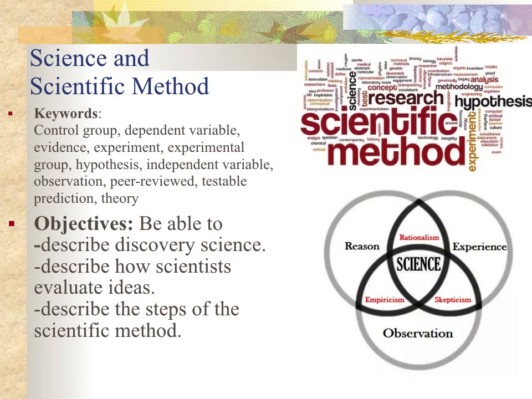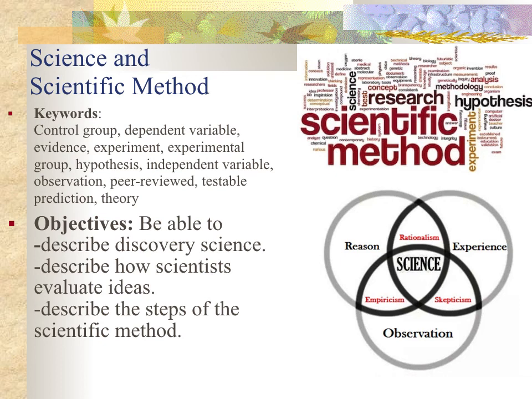Okay, for the second week, we're going to concentrate on the science part of chapter one. What is science? What is the scientific method? How does science differ from other ways of thinking and learning about the world? And so we're going to talk about science and the scientific method. We'll talk about different types of science, discovery science versus experimental science. We'll talk about how scientists evaluate ideas and the steps in the method.